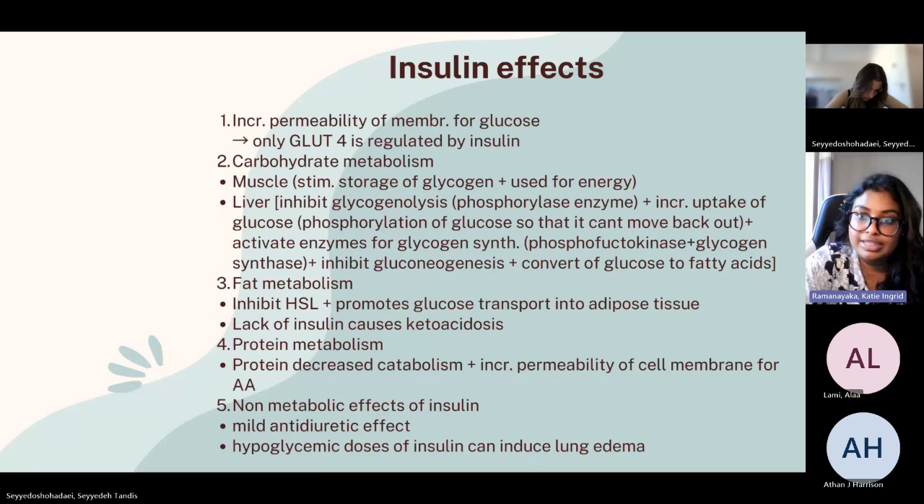Then talking about fat metabolism, first of all, it's able to inhibit hormone-sensitive lipase. You'll understand it a bit more when you come into biochemistry, but hormone-sensitive lipase is able to break down some kind of fats or fatty acids in the blood. And when this breaks down, that means that fats will be used as a source of energy.